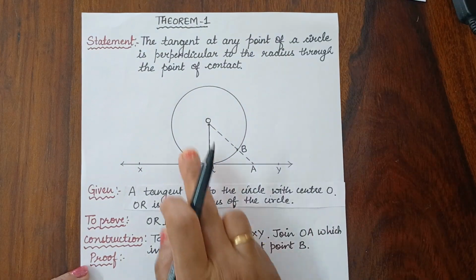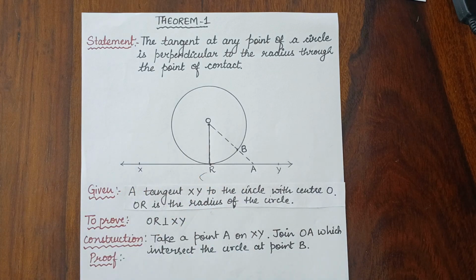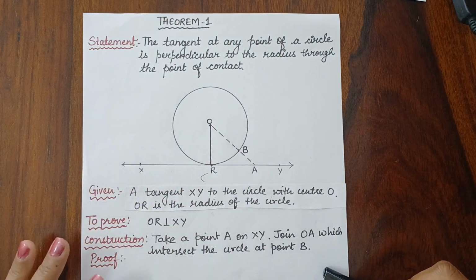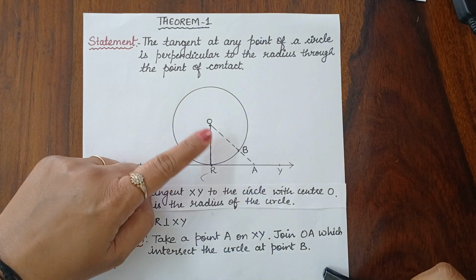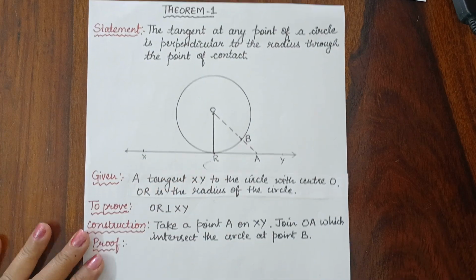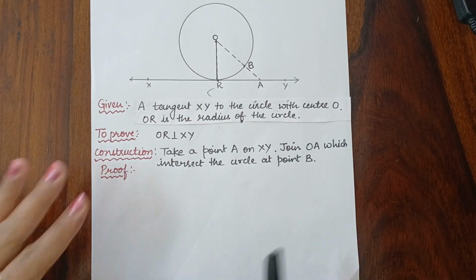So here I need to prove that OR is perpendicular to XY. So for that I need to prove that OR is the shortest distance. I need to prove that OR is the shortest distance. So let us prove this.